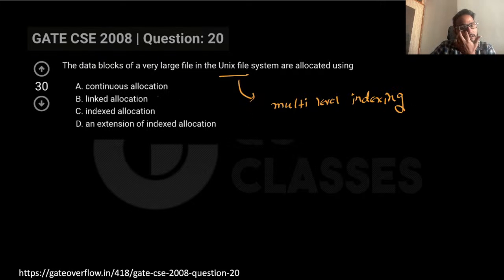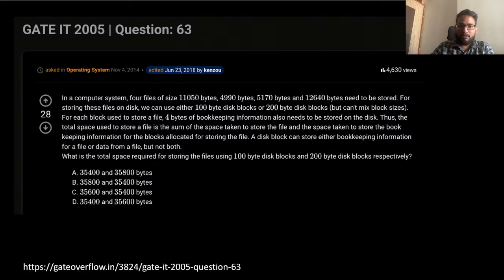Just see, continuous, linked, just index means only index, but if it is multi-level index, you can say extension of index allocation, which is just a multi-level index, right? It is a memory based question. I mean, that is okay if you remember it. Otherwise, you have no option left. Okay. Yeah. So now let's solve this question.